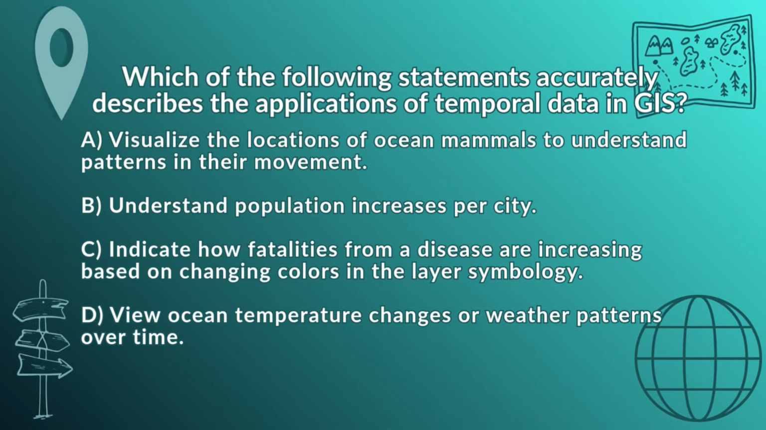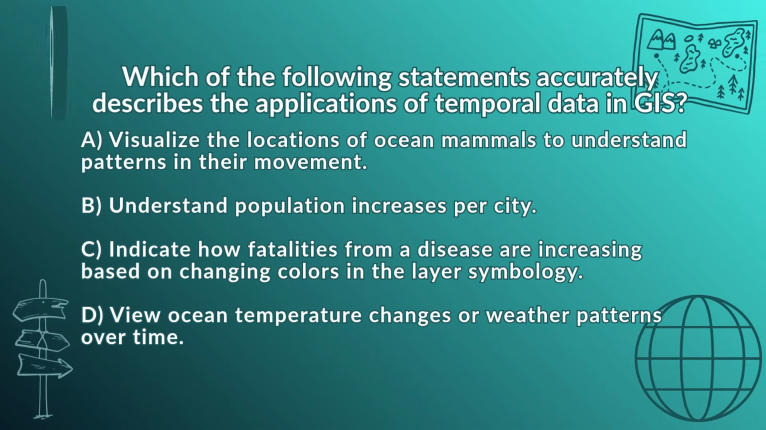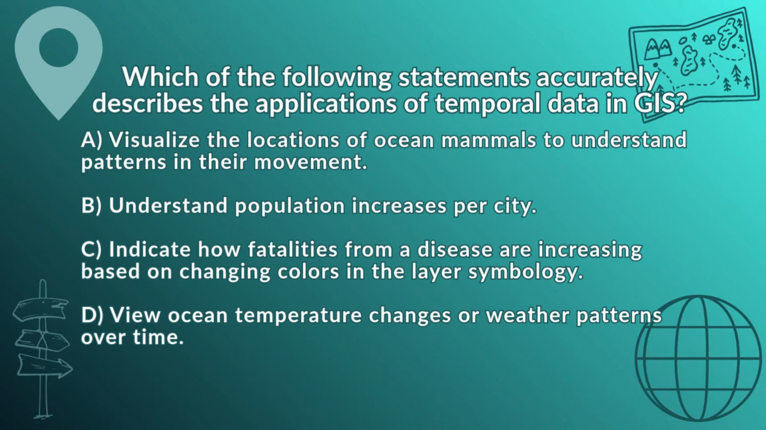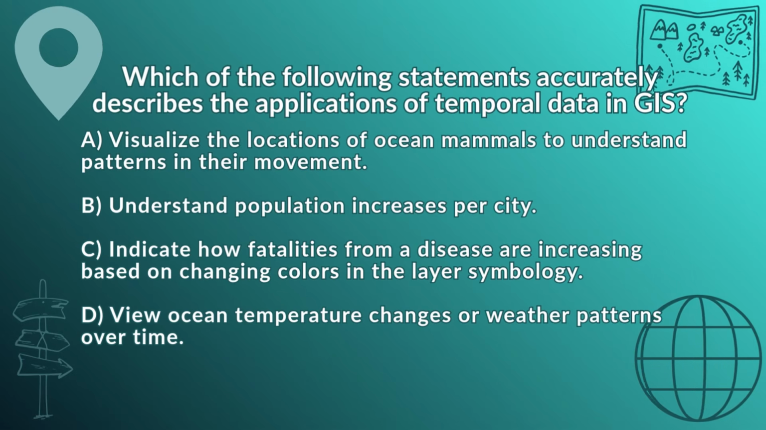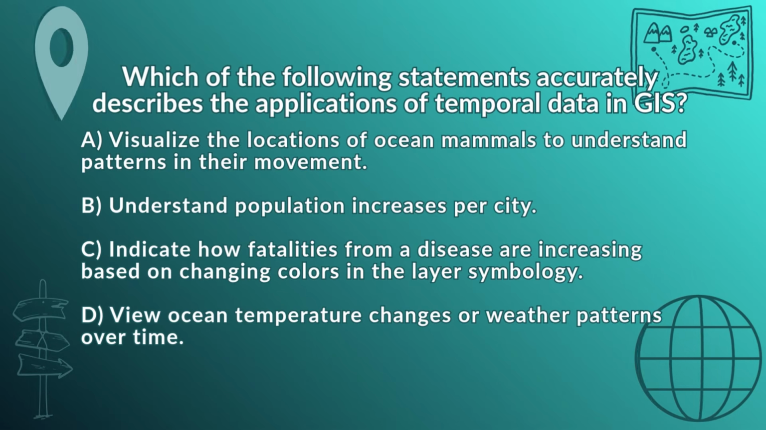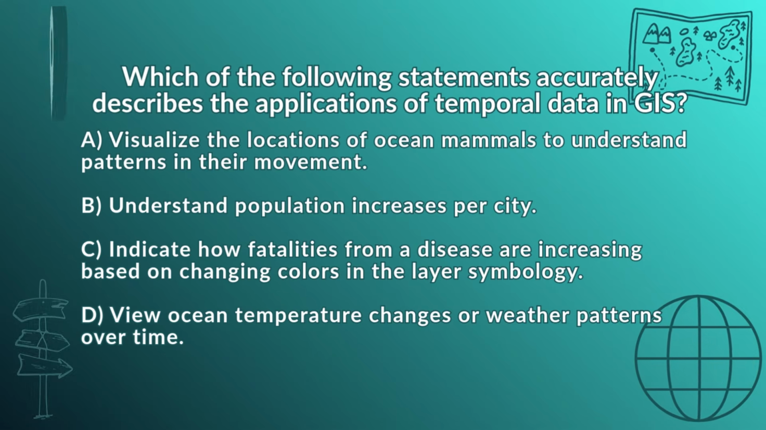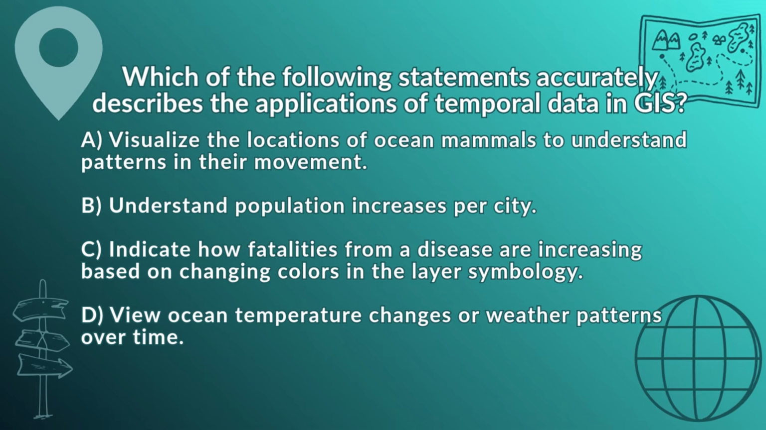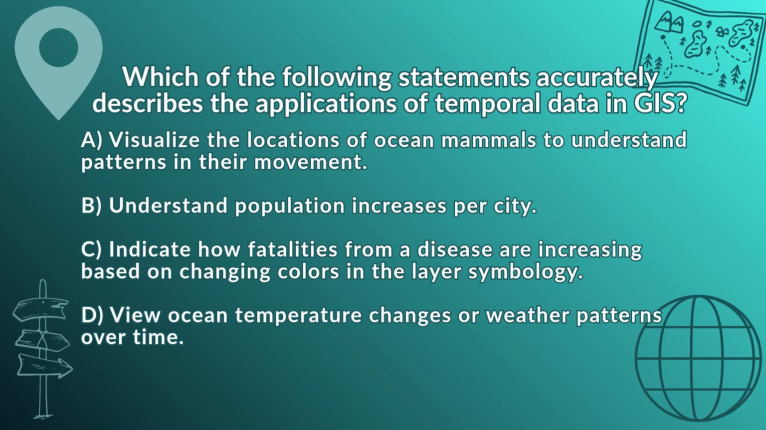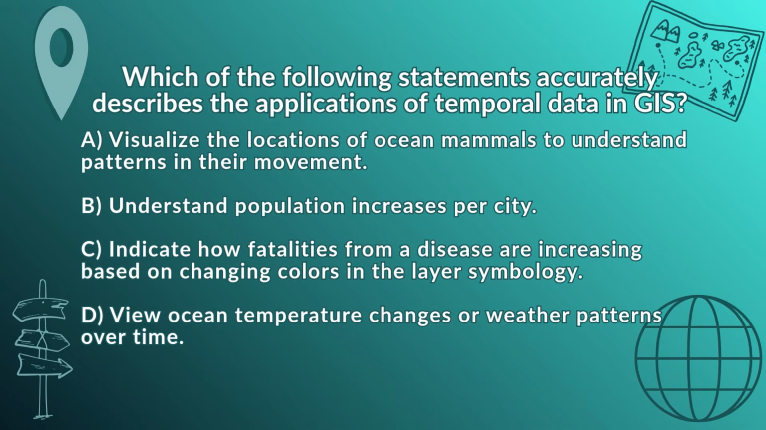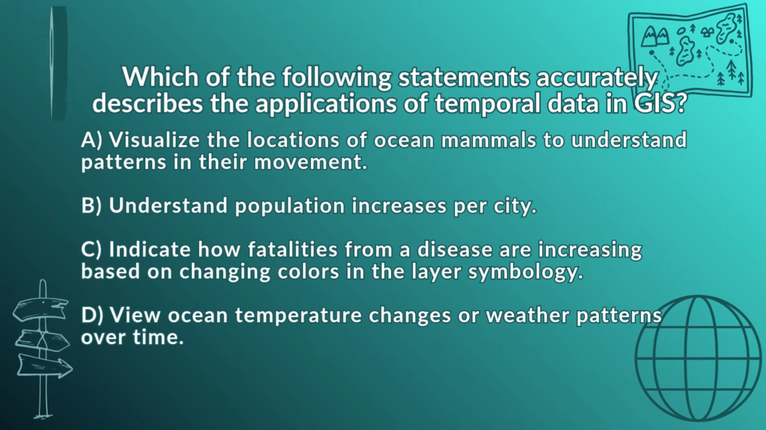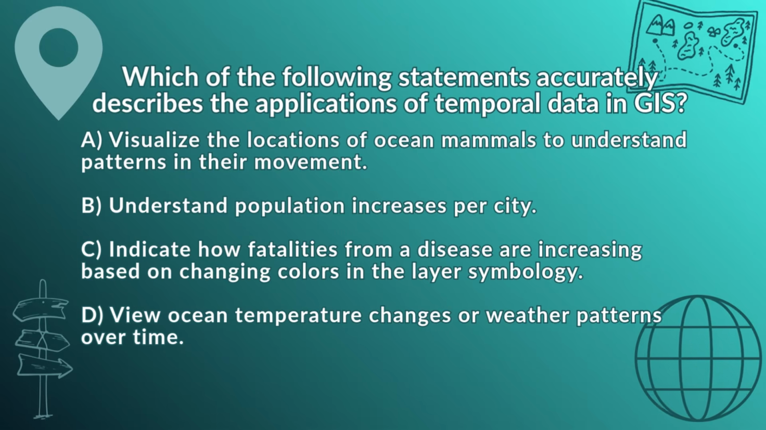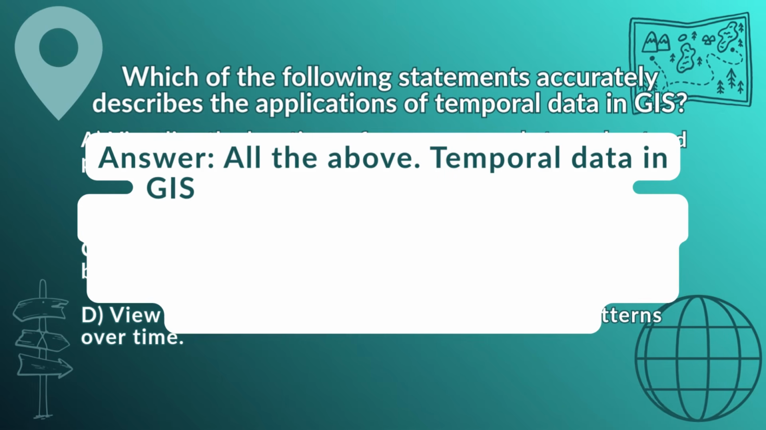The prompt asks, which of the following statements accurately describes the applications of temporal data in GIS? We have 4 options to evaluate. Option A. Visualize the locations of ocean mammals to understand patterns in their movement. Option B. Understand population increases per city. Option C. Indicate how fatalities from a disease are increasing based on changing colors in the layer symbology. Or option D. View ocean temperature changes or weather patterns over time. And the answer key states all of the above.